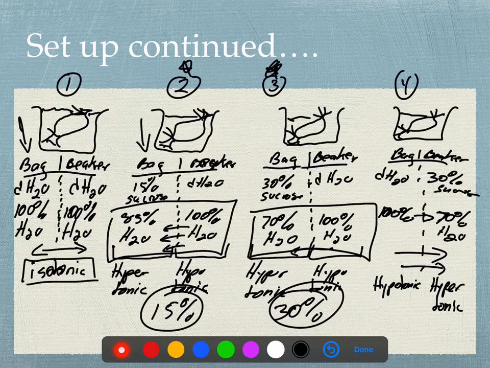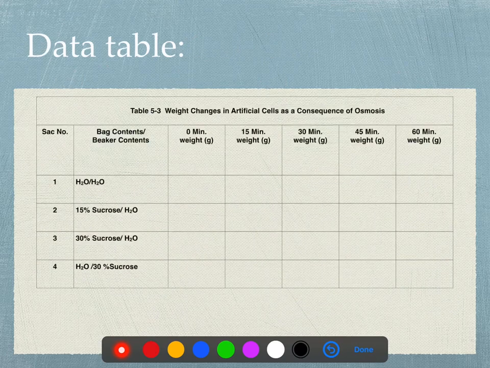taking place in the course of 1 hour of monitoring each bag, every 15 minutes, to see if it's gaining or losing water. All right, so let's look at our data tables and let's put some data in there so that you can crunch some of these numbers and answer some questions.